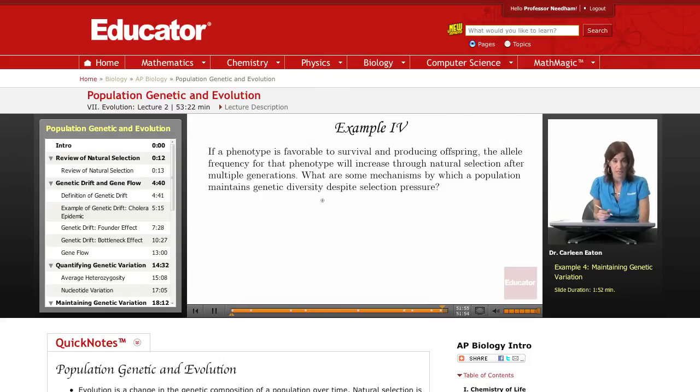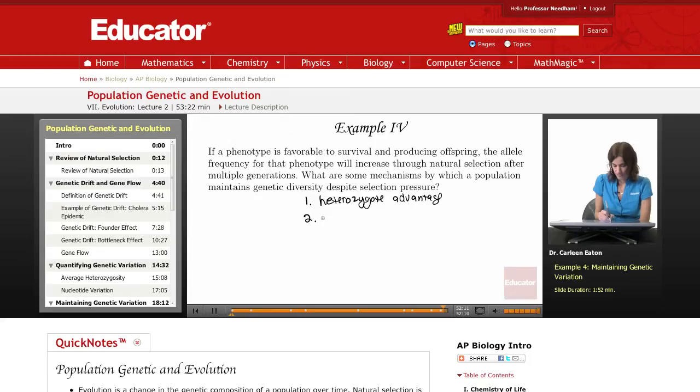Well, there's a bunch of mechanisms. They ask for 4. One is heterozygote advantage. As with sickle cell anemia, if the heterozygotes have a survival advantage, they're going to increase the genetic variation of the population by carrying 2 different alleles.